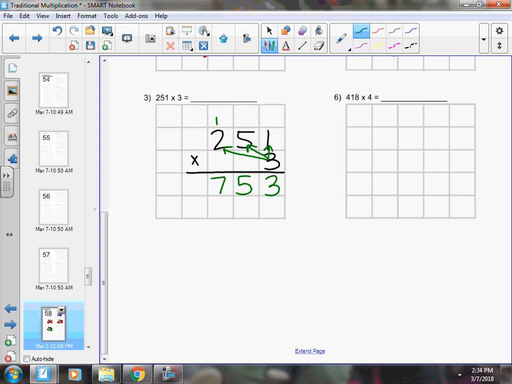And the last one on the first page, 418 times 4. 4 times 8, then 4 times 1, then 4 times 4. 4 times 8 is 32. 4 times 1 is 4, plus 3 is 7. 4 times 4 is 16.